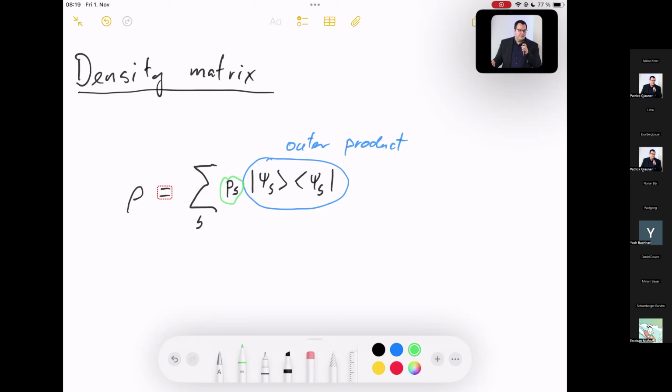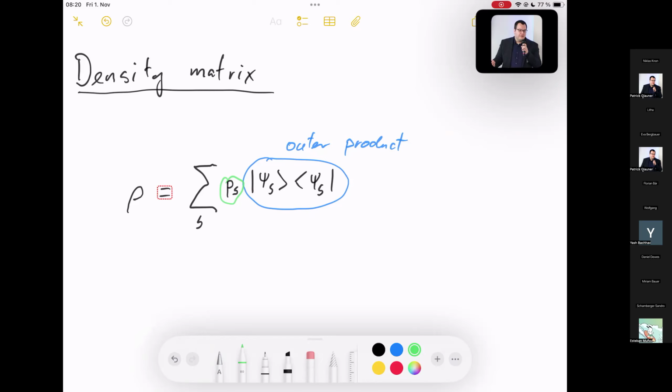And what does this density matrix do? The density matrix encodes all the information that could ever be obtained from some probability distribution over quantum states by first applying a unitary operation and then measuring the state. And this is deeply related to decoherence, as we will later see.